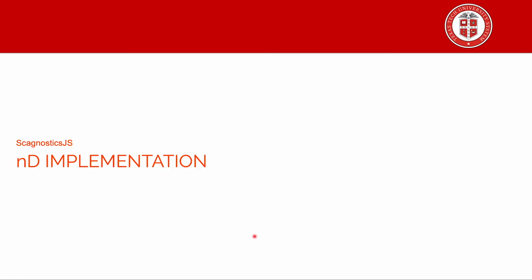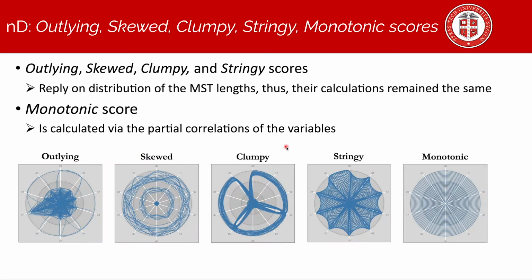And the ND implementation. In ND, the outlying, skewed, clumpy, and stringy scores rely on the distributions of MST lengths, thus their conclusions remain the same. The monotonic score is calculated via the partial correlation of the variables. Here are the exemplar plots for outlying, skewed, clumpy, stringy, and monotonic in higher dimensions.